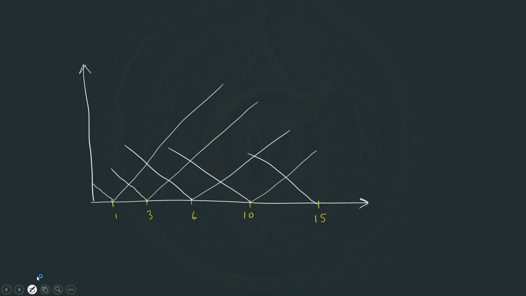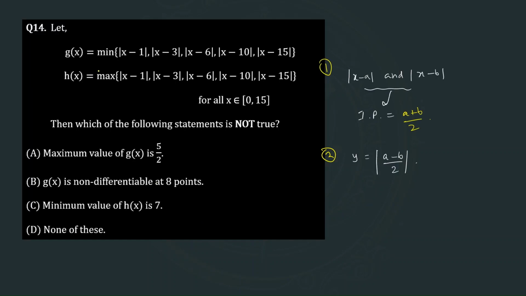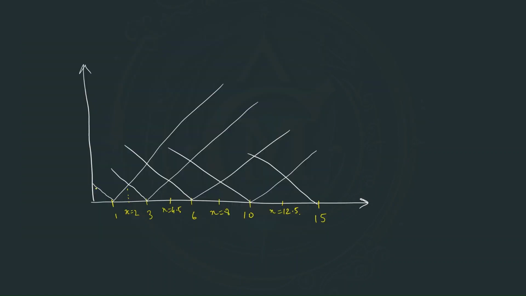So we can say this intersection point will be x equal to (3 plus 1) by 2, so 2. This will be x equal to (3 plus 6) by 2, so x equal to 4.5. This will be x equal to 8. This will be x equal to 12.5. So g(x) is the minimum of all these functions, so basically this graph.